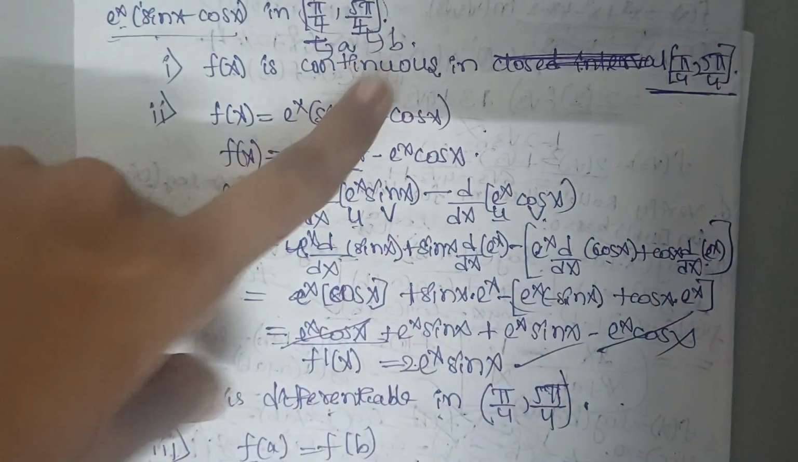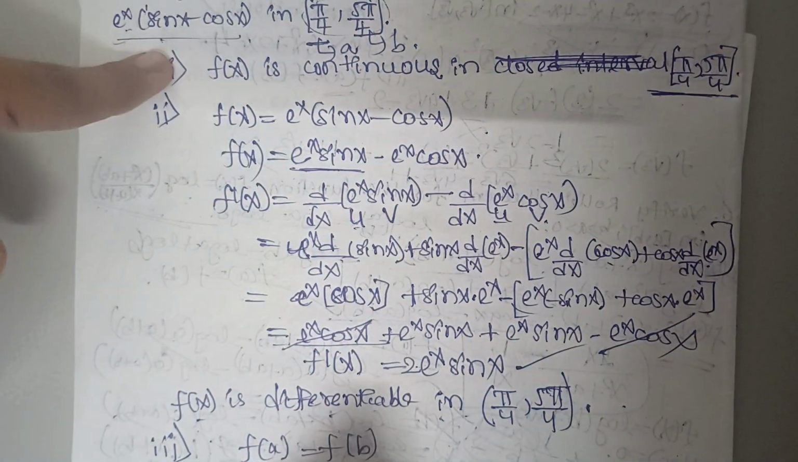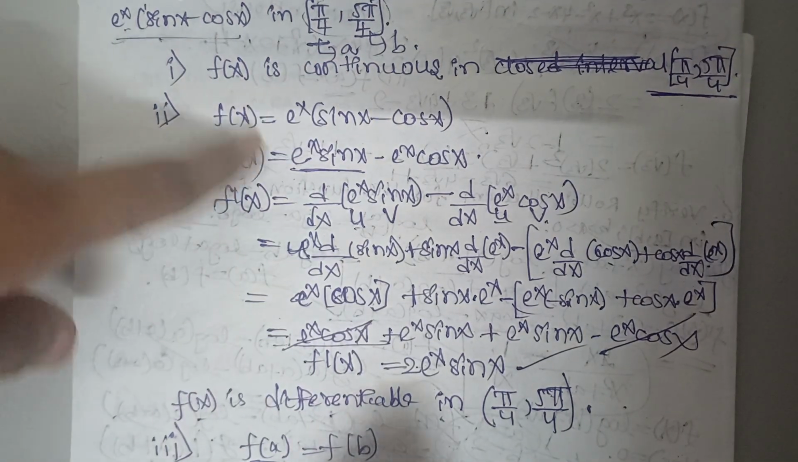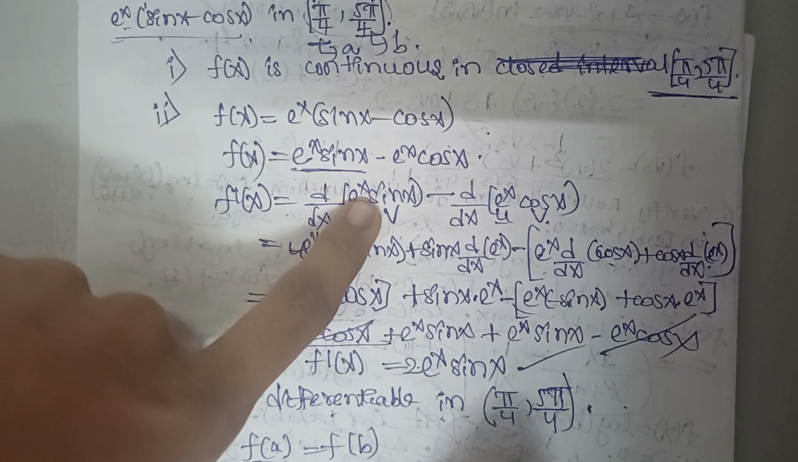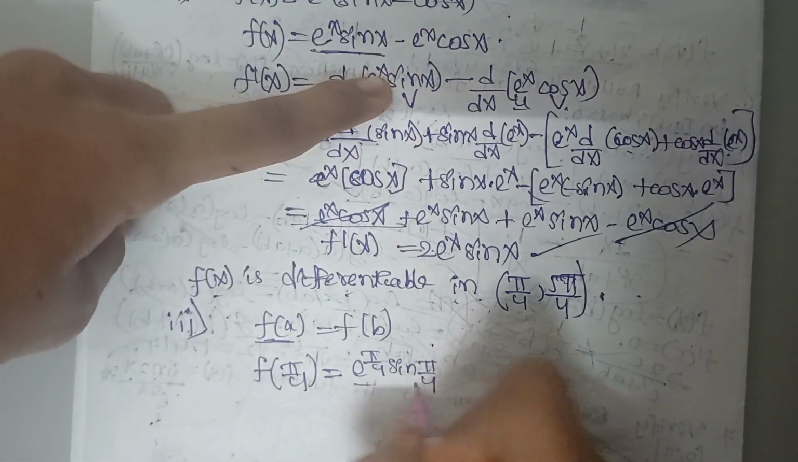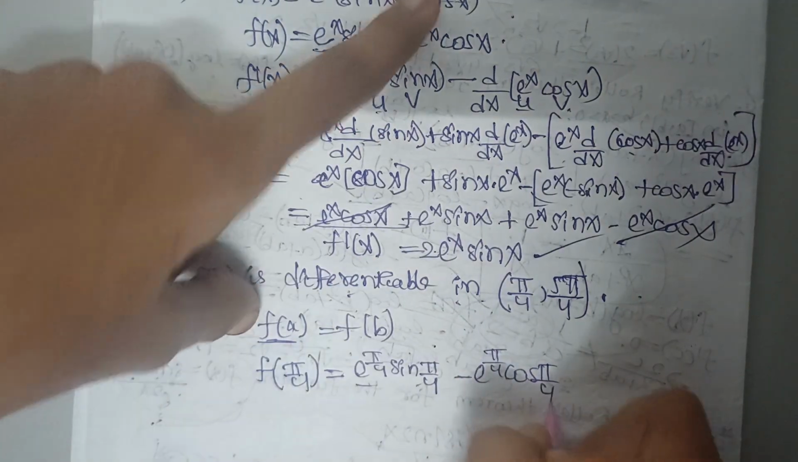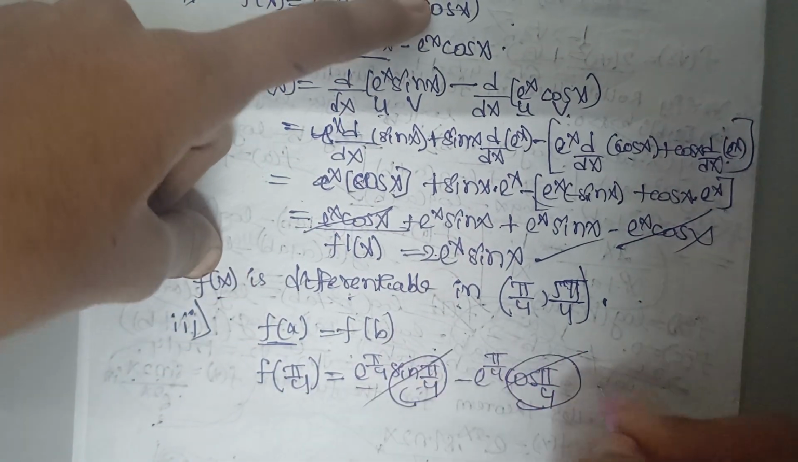Now your f of x is nothing but e power x into sin x minus cos x. Now what is your f of pi by 4? It is nothing but e power pi by 4 into sin pi by 4 minus e power pi by 4 into cos pi by 4. Since the value of sin pi by 4 and cos pi by 4 both are same, it gives you 0.